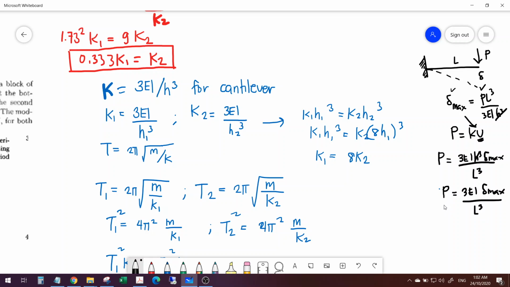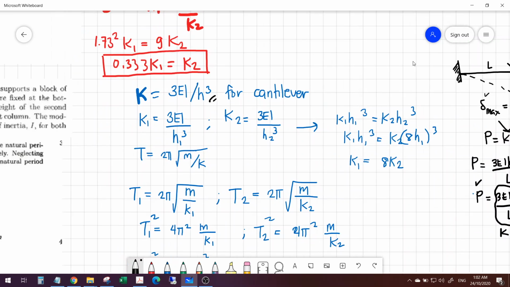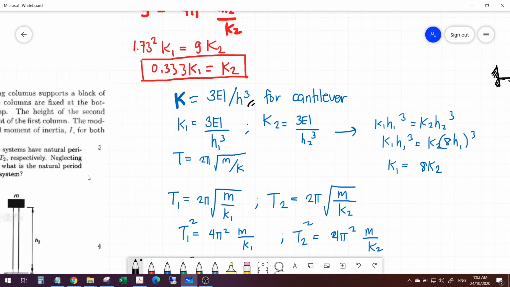Okay. So this is your P. This is your U. So therefore, this is your K. Okay. 3EI over L cube, which is similar to this. So kumbaga tinayo lang natin itong cantilever beam such that naging structure siya.